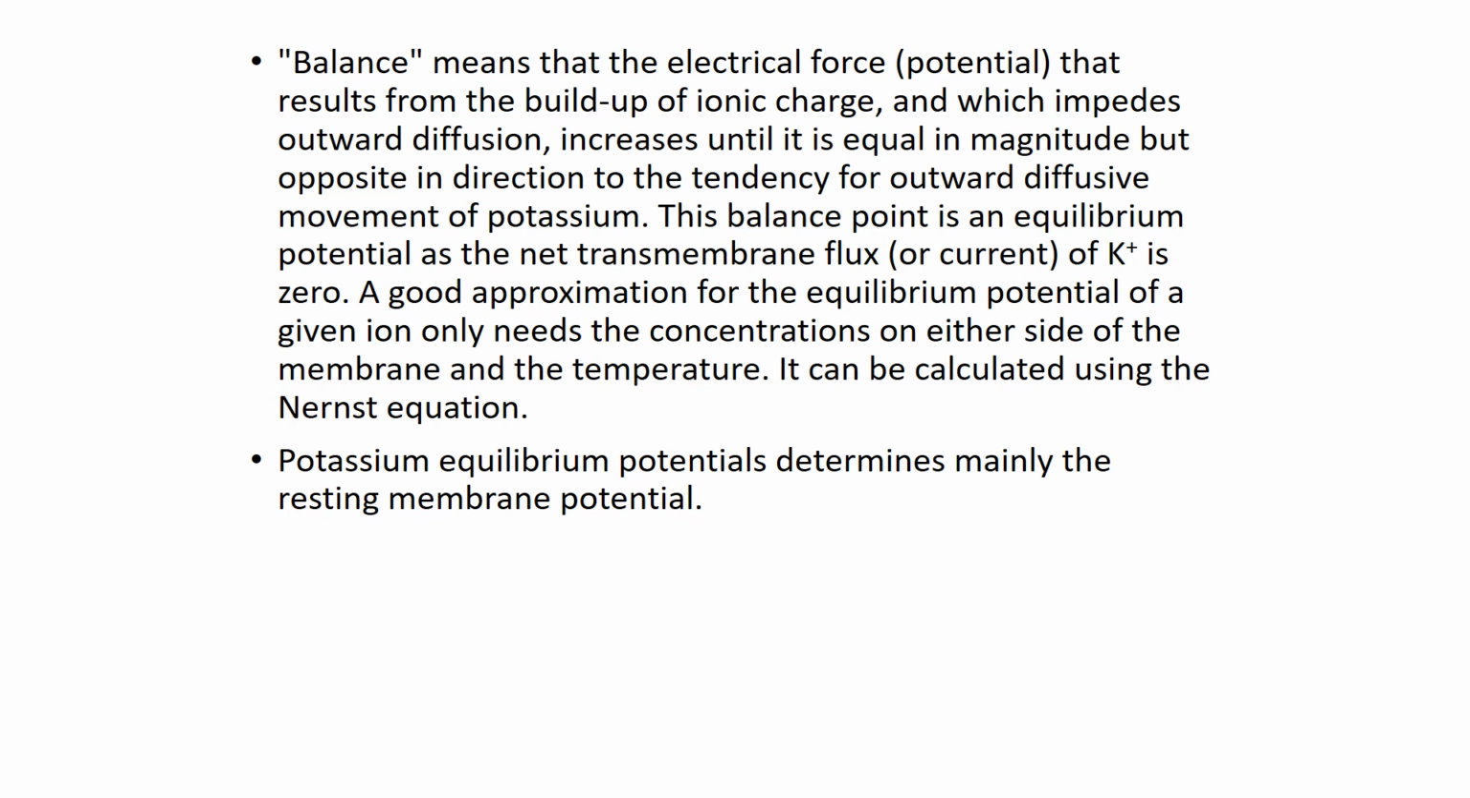A good approximation for the equilibrium potential of a given ion only needs the concentrations on either side of the membrane and the temperature. It can be calculated using the Nernst equation. Potassium equilibrium potential determines mainly the resting membrane potential.